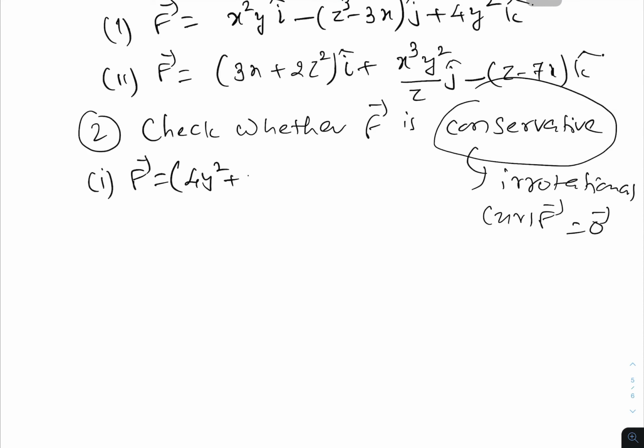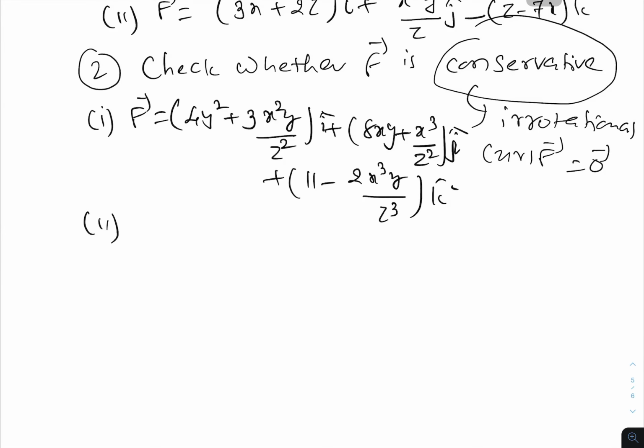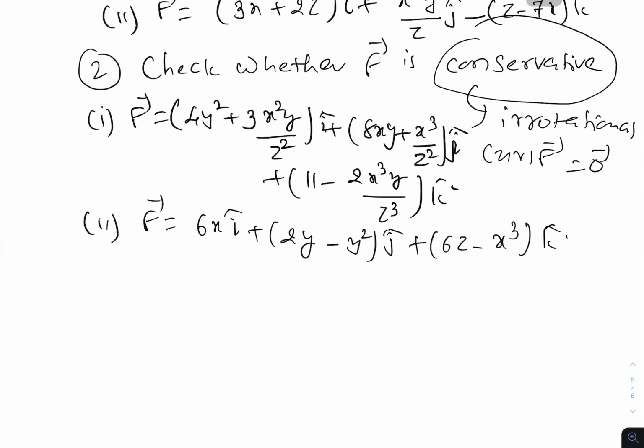4y square plus 3x square y over z square i plus 8xy plus x cube over z square j plus 11 minus 2x cube y over z cube k. And second, f is 6x i plus 2y minus y square j plus 6z minus x cube k. Thank you.